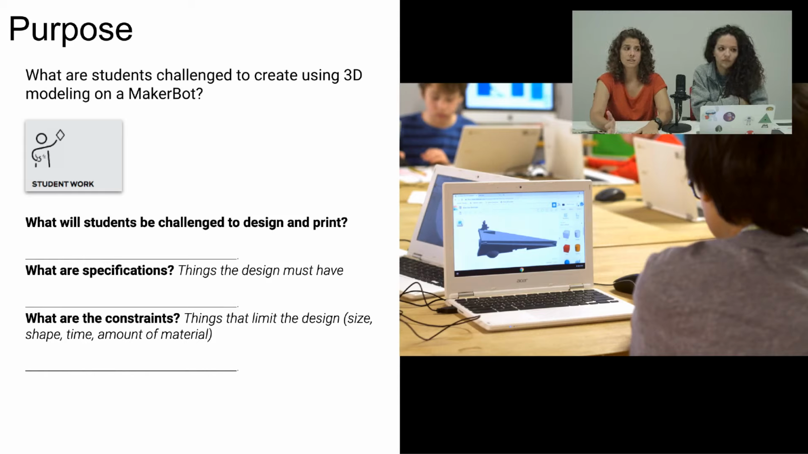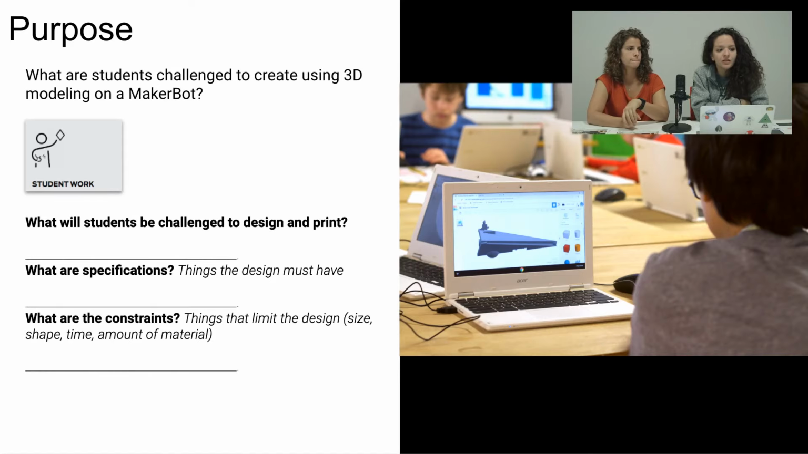What are their specifications and what are the constraints? This is something that technology and engineering teachers use all the time. It's specifications and constraints. What is things the design must have versus what limits the design? So constraints limit the design. It could be the size, it could be the shape, it could be the time it takes, it could be the amount of material, which are all really great things to think about.